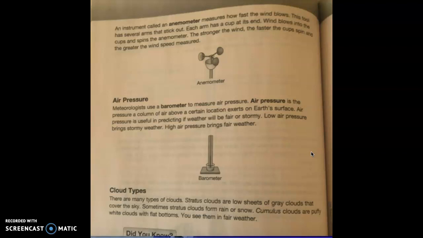Air pressure. Meteorologists use a barometer to measure air pressure. Air pressure is the pressure a column of air above a certain location exerts on Earth's surface. Air pressure is useful in predicting if weather will be fair or stormy. Low air pressure brings stormy weather. High air pressure brings fair weather. As I'm looking outside the window today, it's rainy and stormy, so that must mean that the air pressure is low.